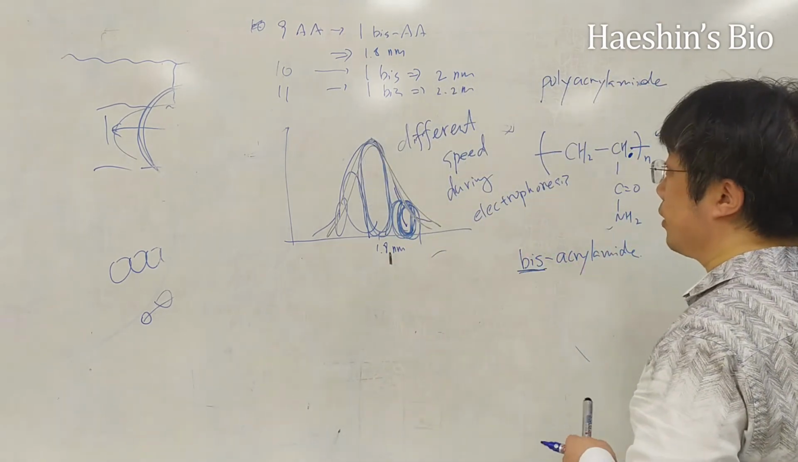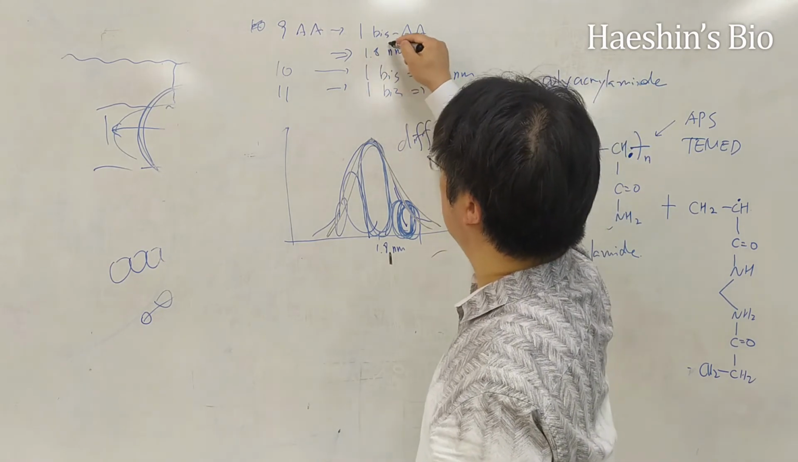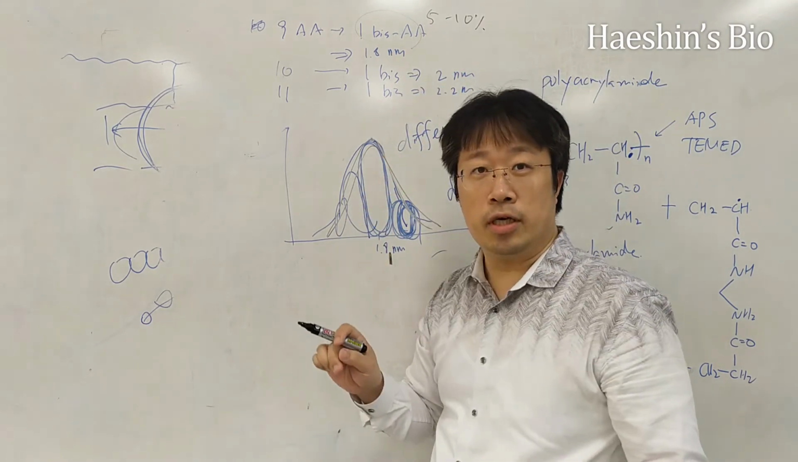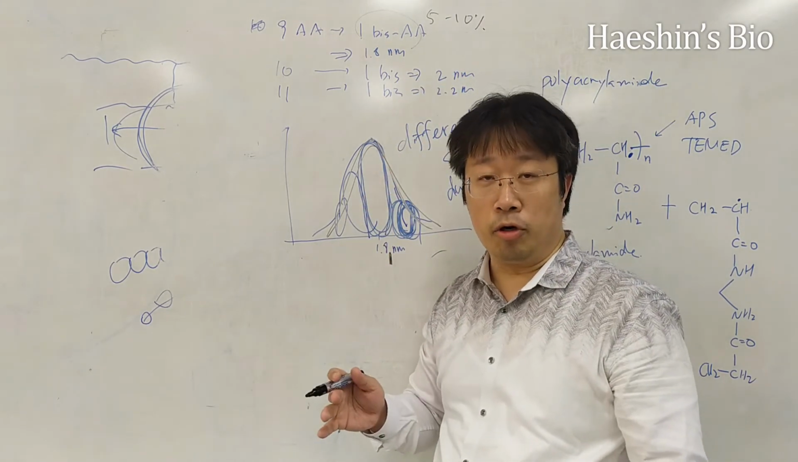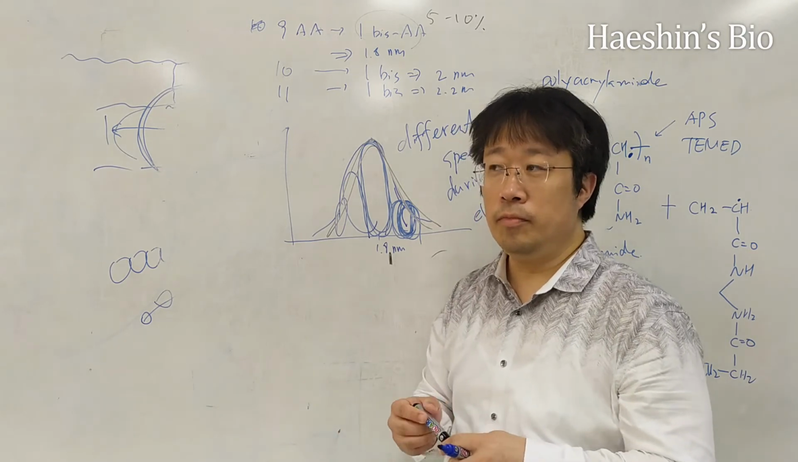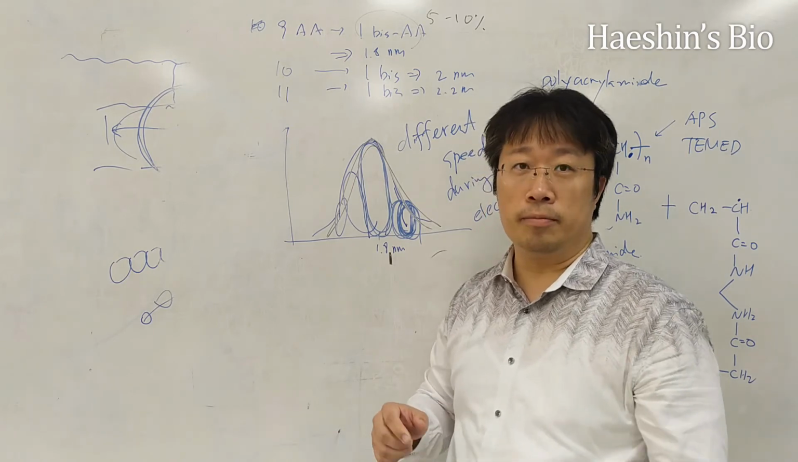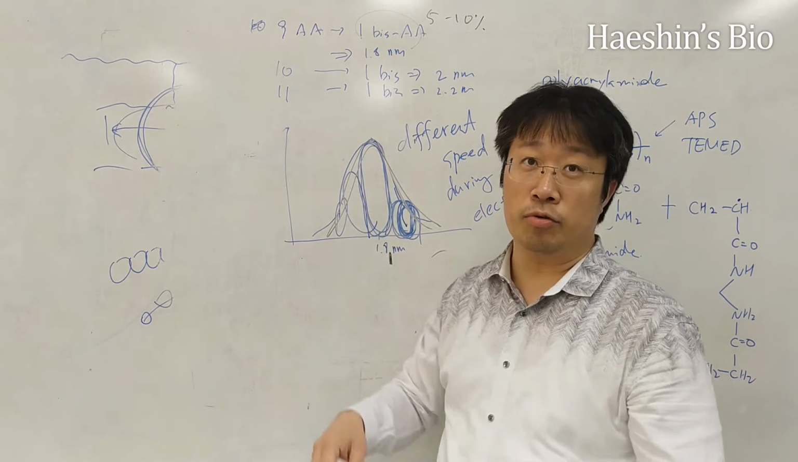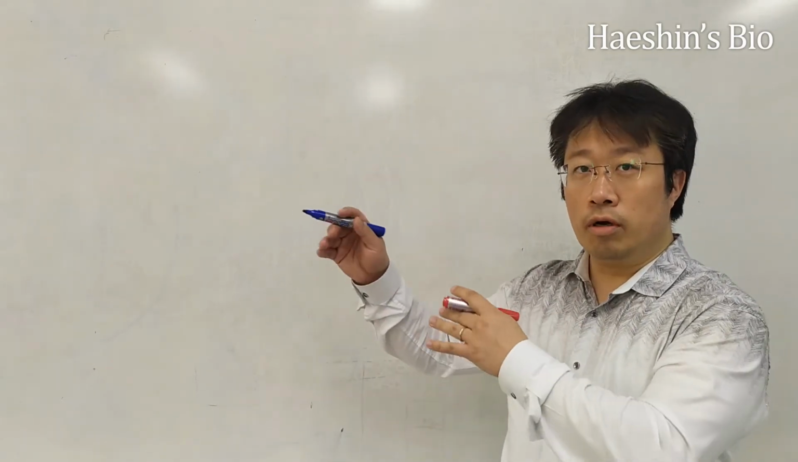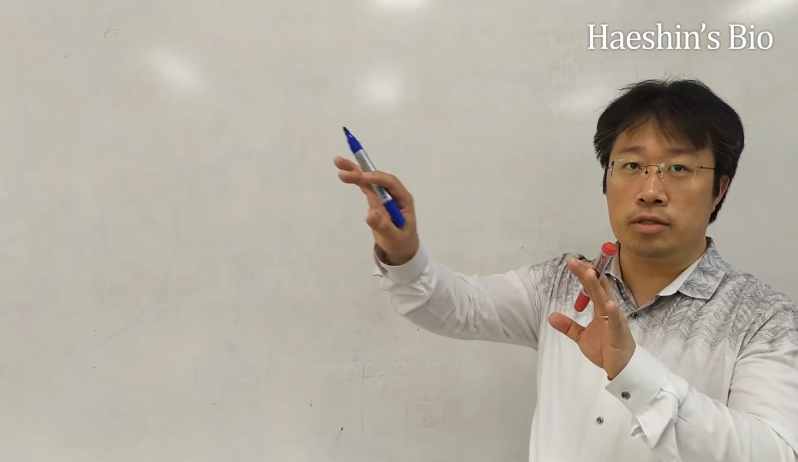So that's why in practice, in a real experiment, we actually use about 5 to 10% of bis-acrylamide relative to the monomer added to the system. So this ratio is also very, very important for providing the gel network formation. So we talked about the gel phase through which the proteins are traveling.